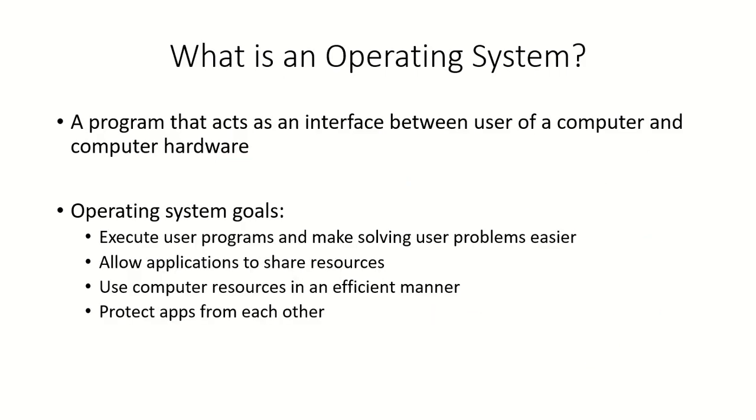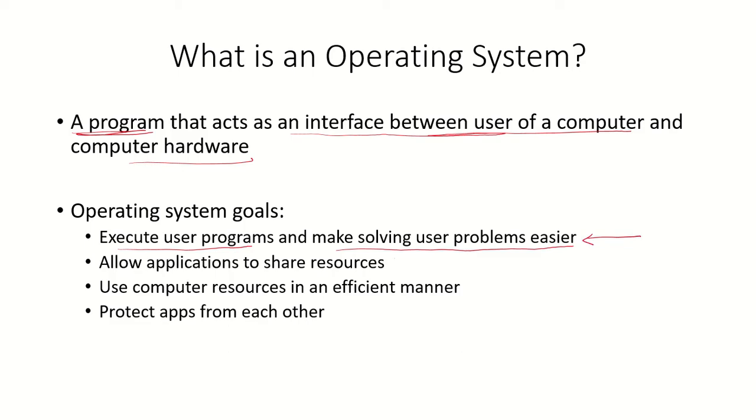So then, what is an operating system? We can say that the operating system is a program which acts as an interface between the user of a computer and the system hardware. What are the goals of the operating system? It executes user programs and makes solving user problems easier. The user does not have to bother with the control or management of the system devices.